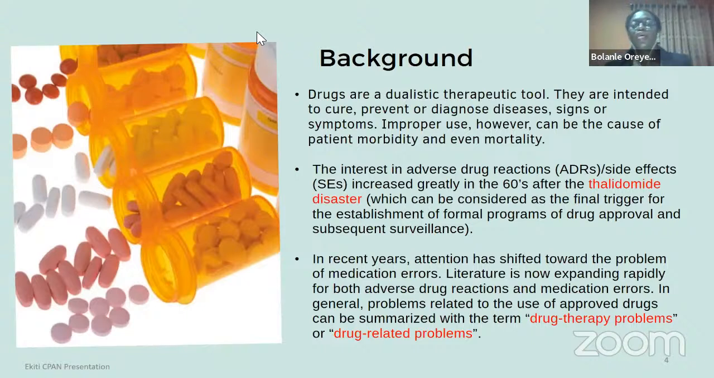The thalidomide disaster was considered the final trigger for the establishment of formal programs of drug approval and subsequent surveillance. In recent years, attention has shifted towards the problem of medication errors. Literature is now expanding rapidly for both adverse drug reactions and medication errors. In general, problems related to the use of approved drugs can be summarized with the term drug therapy problems or drug-related problems.